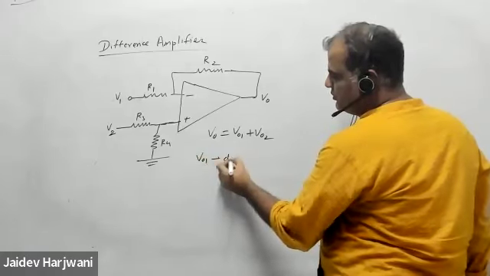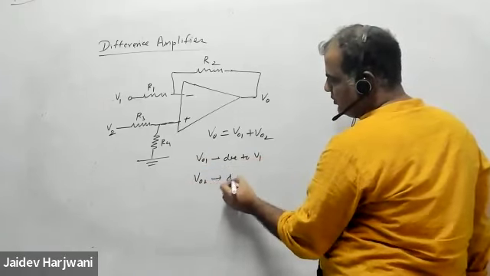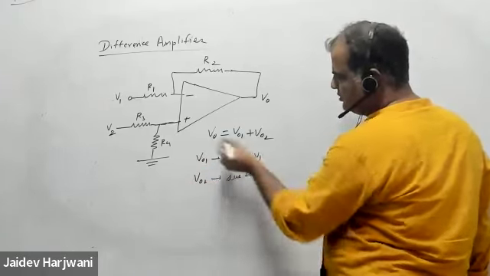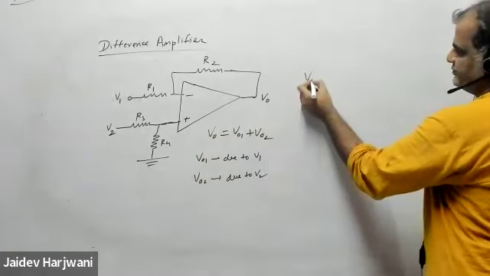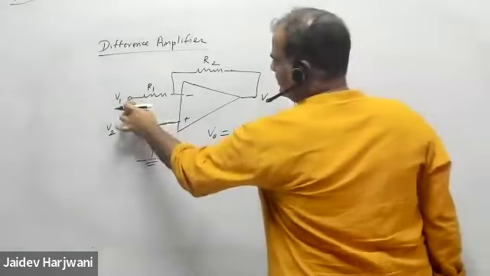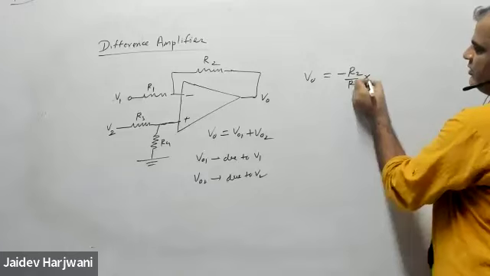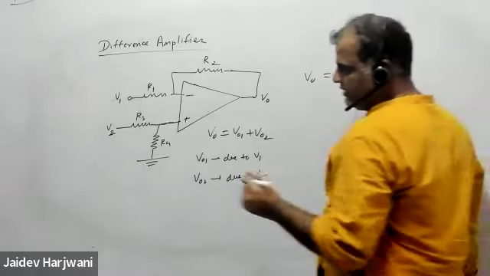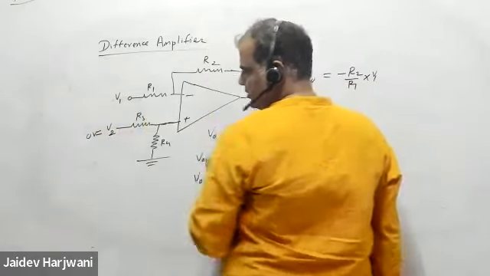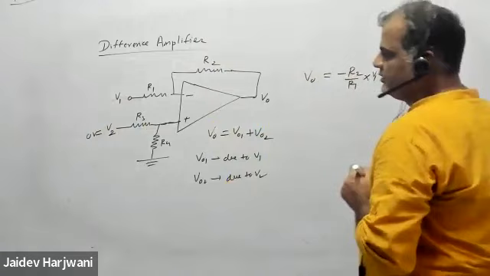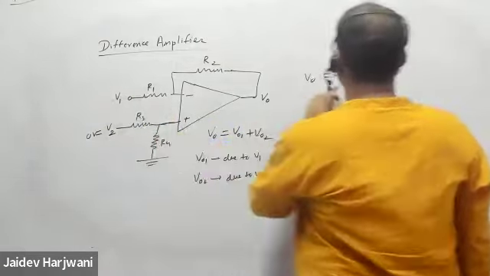V01 is due to V1, and V02 is due to V2. So I can directly write V0 equals, because of this one, minus R2 by R1 into V1. When I'm putting this at 0 volt, here also it becomes 0, that is, it is grounded. No current is flowing, no drop is there, so this voltage is 0. So only because of this one comes this one.